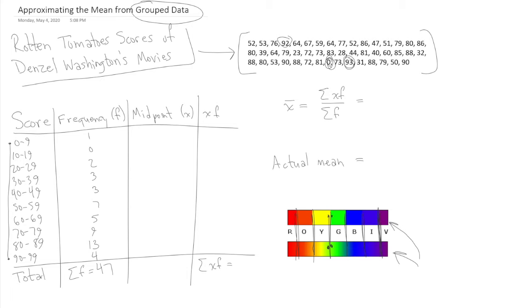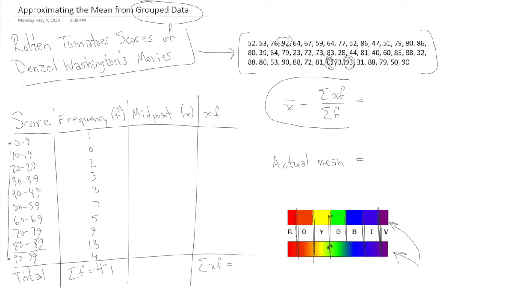So you see that there's one movie with a score between 0 and 9. None are in the teens, 2 are in the 20s, and so forth. The most common range is 80 to 89. We can't say that any of these numbers is the mode because we don't know how many times each of the individual numbers from 80 to 89 happened, just that there were a lot of them in that range.